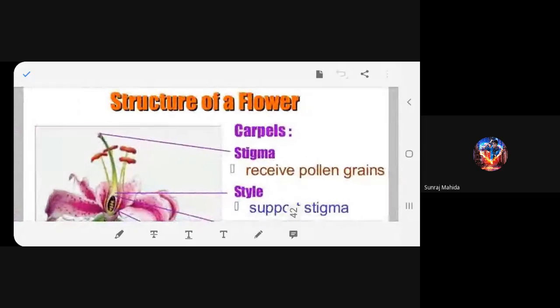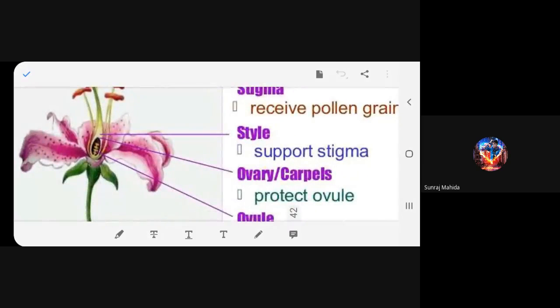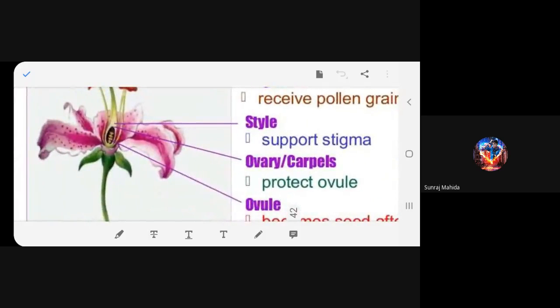Now we'll see the structure of a flower. Again, it's revision. I've been taking it again and again. Carpel or pistil. What is the other name, beta? Pistil. So the top one is the stigma. What is the function? It takes pollen grains. Then you have the tube. This is called the style. What is the function? It is supporting the stigma. Now we come down. The ovary. It's not carpel, it is only the ovary. It is protecting the ovule.